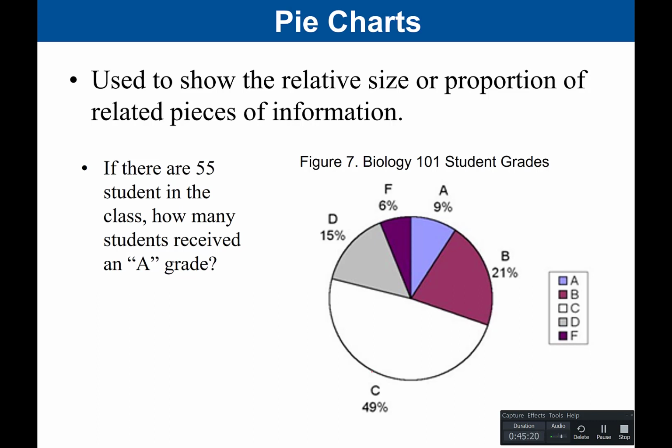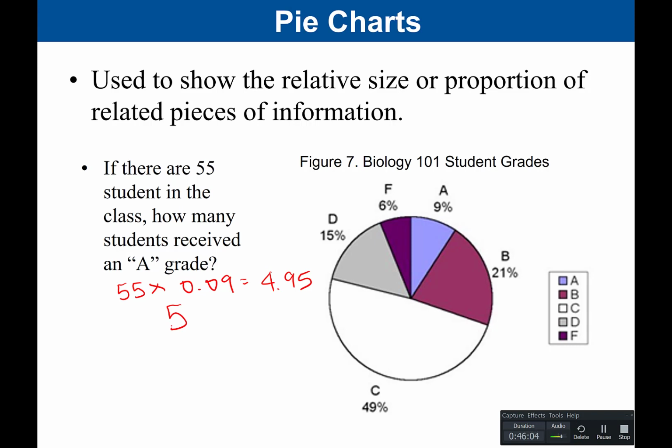What you need to do is take 55 times 9%, which is equal to 0.09. So if you take 9 over 100, you get 0.09. Now we have 55 times 0.09, which is equal to 4.95. But can we have 0.95 of a student? No, so we need to round. That means that approximately 5 students out of 55 got an A in the class.